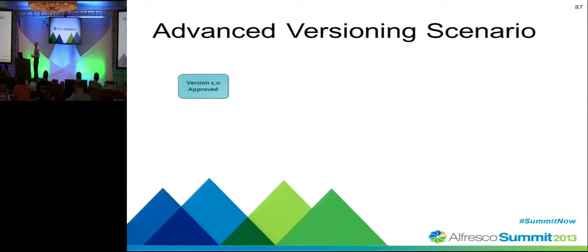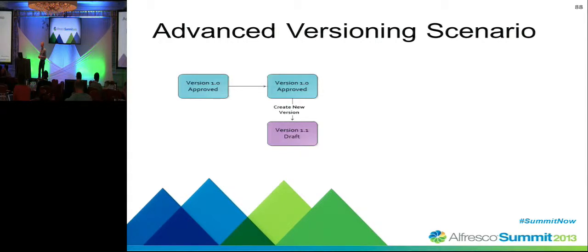So if we start off with an approved 1.0 document, for the sake of the demo, it doesn't really matter how it got approved. But if we start there, and then if there's a change that needs to be made to this document, a content author needs to check it out, and we want that version to be a work-in-progress document that's in draft, but we still want the 1.0 version to be searchable by the rest of the world.